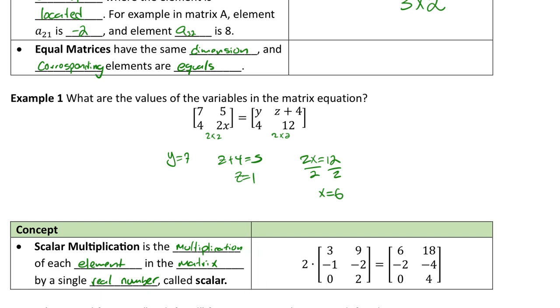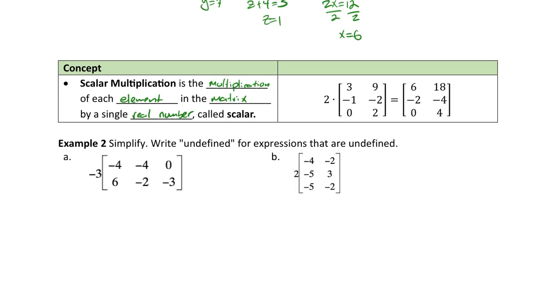Next type of operation is called scalar multiplication, and it is the multiplication of each element in the matrix by a single real number called a scalar. In a way, you can see it as distributing. We're multiplying the 2 times everything in the matrix. So 2 times 3, 2 times 9, 2 times negative 1, 2 times negative 2, 2 times 0, 2 times 2. Okay?